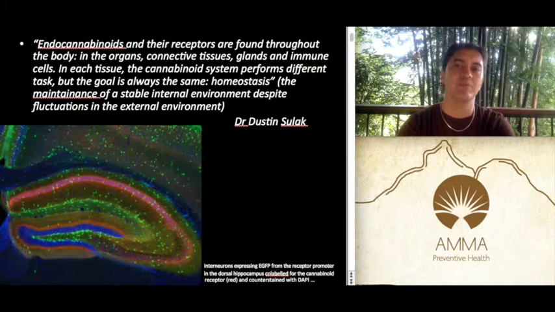Endocannabinoids and their receptors are found throughout the body, in the organs, connective tissues, glands, and immune cells. In each tissue, the cannabinoid system performs different tasks, but the goal is always the same: homeostasis, the maintenance of a stable internal environment despite fluctuations in the external environment.